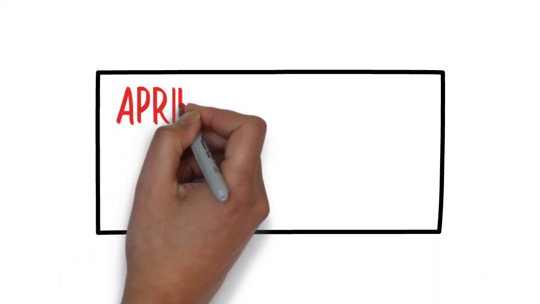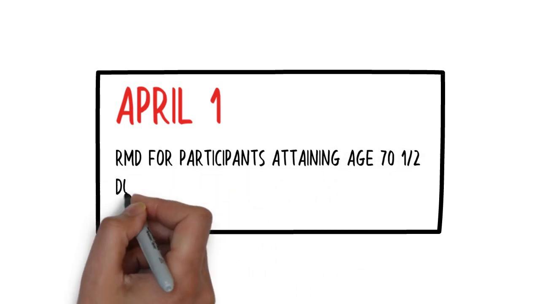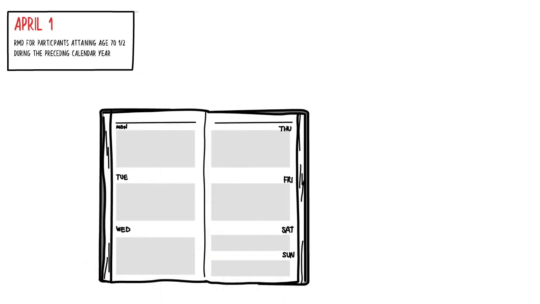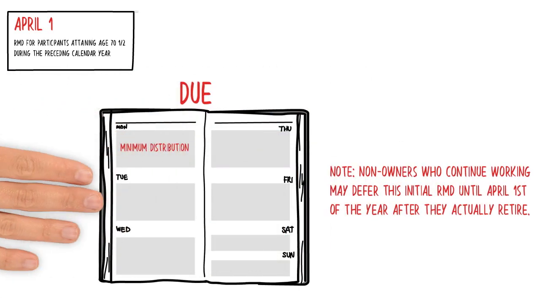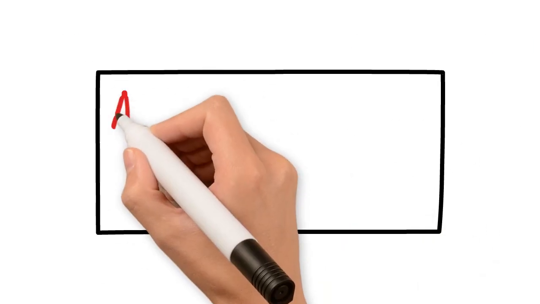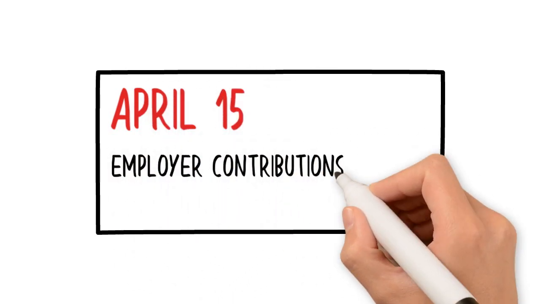April 1st. RMDs for participants attaining age 70.5 during the preceding calendar year are due. Initial required minimum distribution is due by April 1st of the year following the year in which the participant first attains age 70.5. Non-owners who continue working may defer this initial RMD until April 1st of the year after they actually retire.